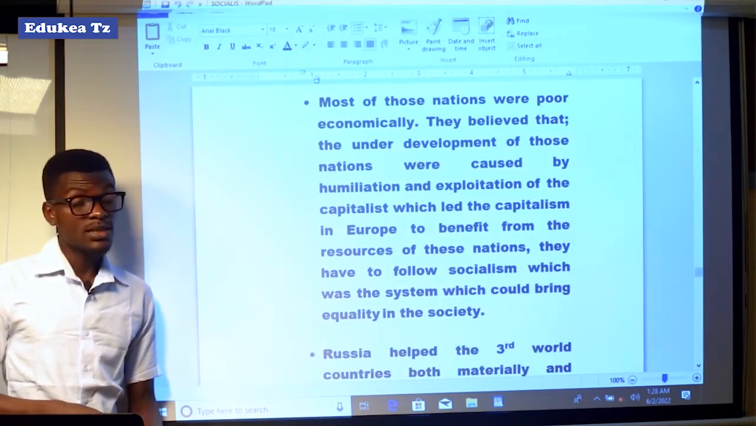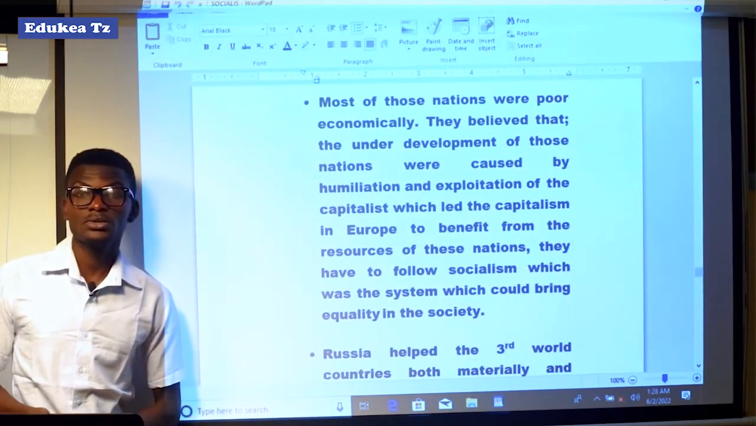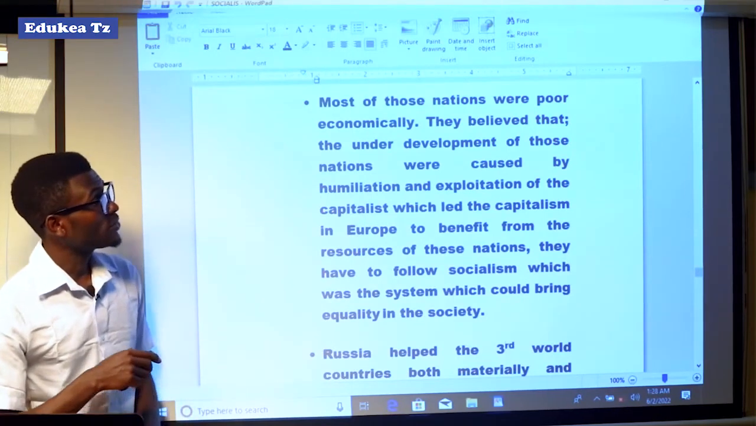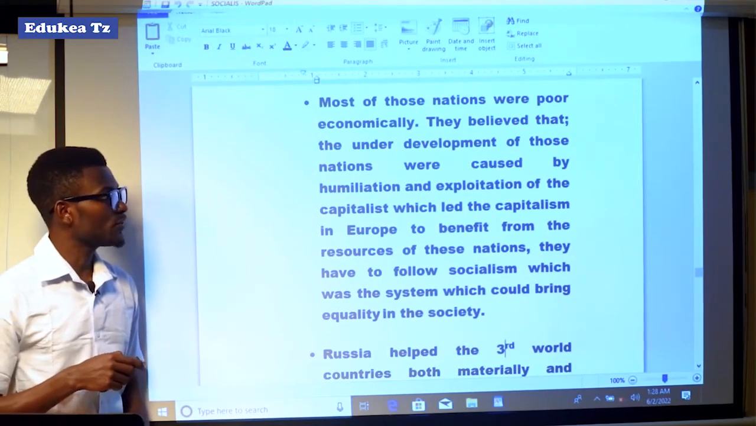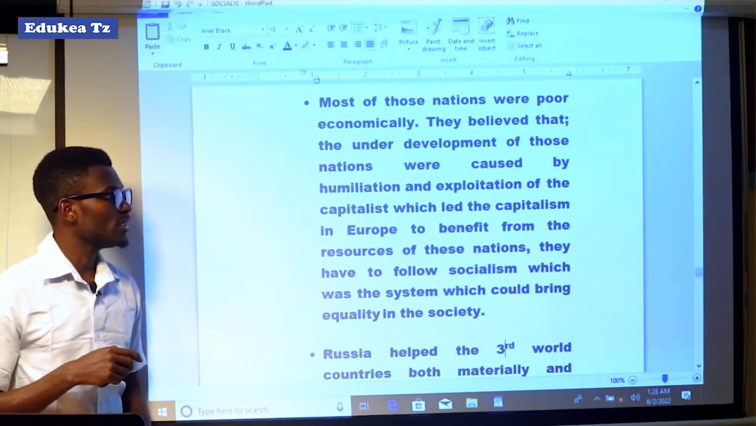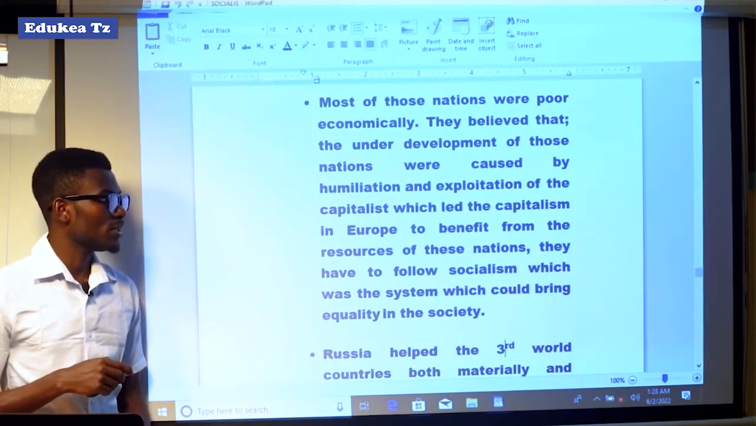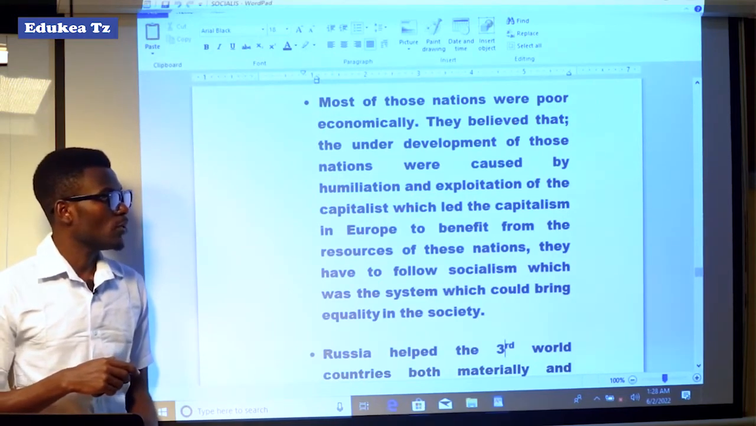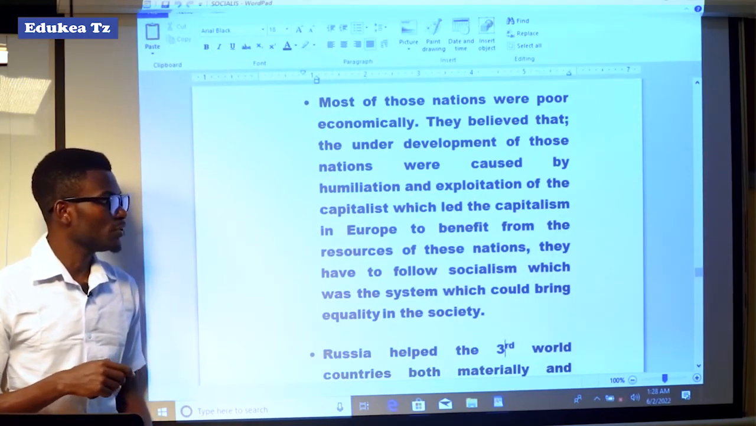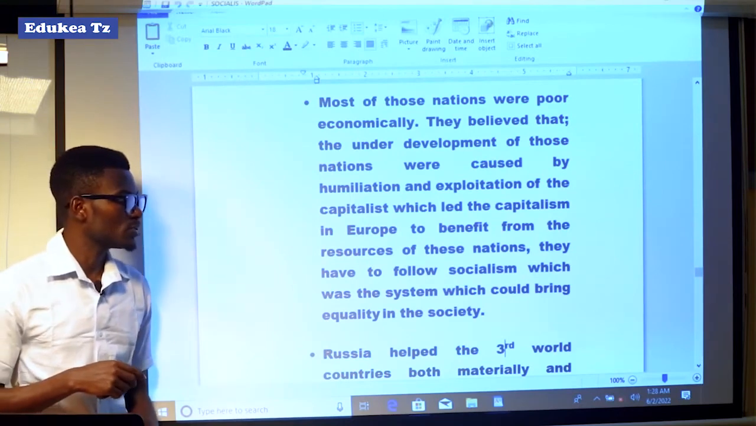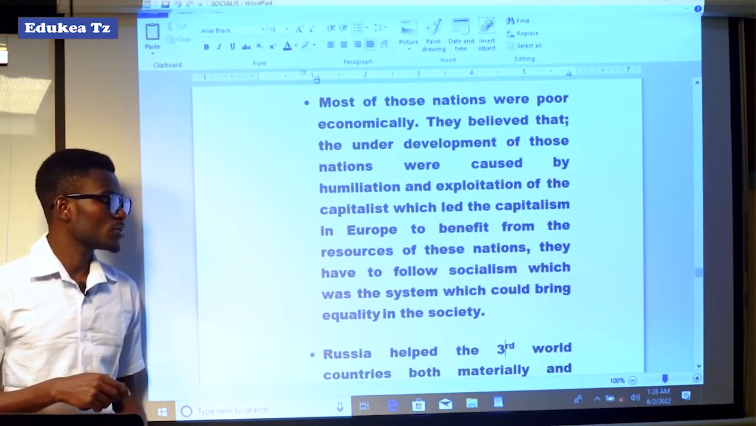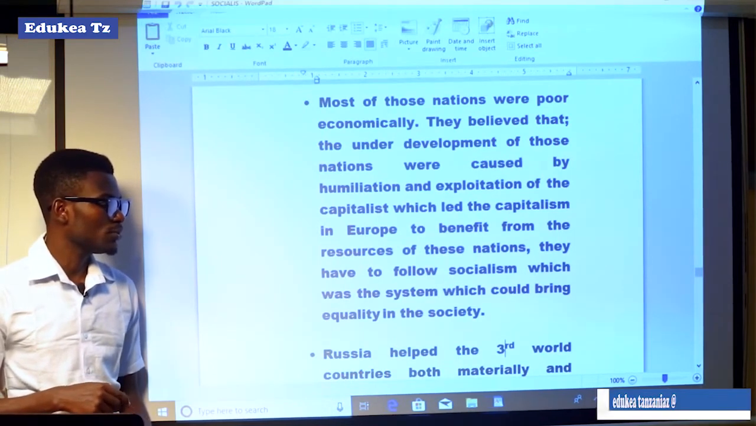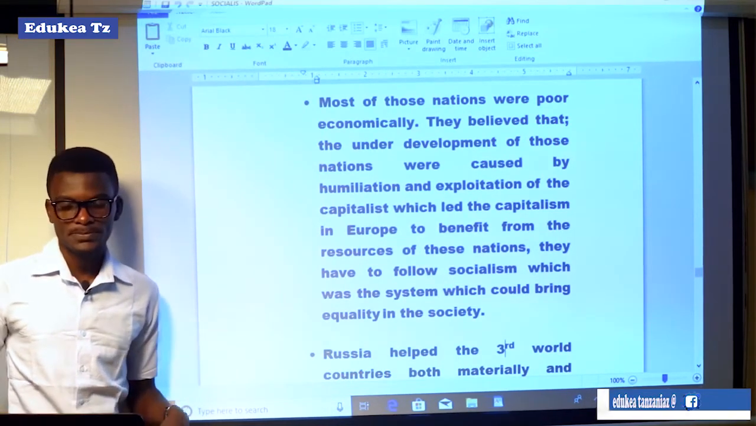Another reason for the third world countries to follow socialism was that most of those nations were poor economically. They believed that the underdevelopment of those nations was caused by the humiliation and exploitation of the capitalist ideology, which led capitalism in Europe to benefit from the resources of these nations. And they had to follow socialism, which was the system that could bring equality in society.